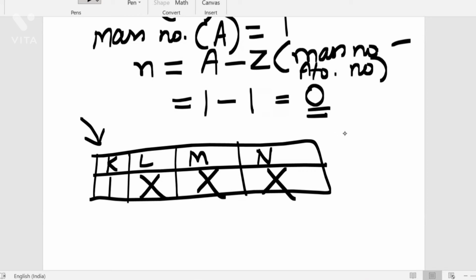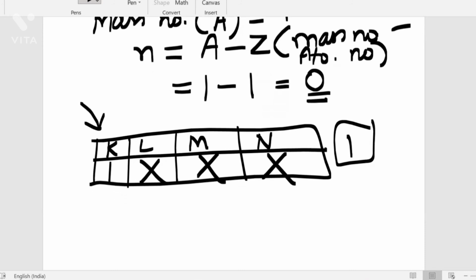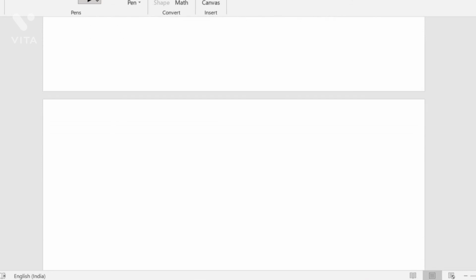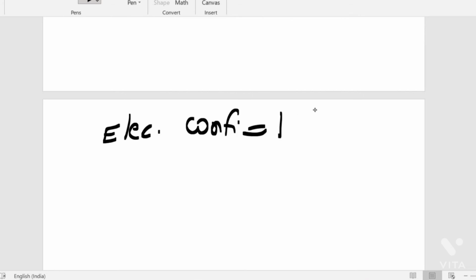Now we'll draw. Here I have to write 1. Okay, here the electronic configuration is only 1. No need to add any more electrons. So we got the electronic configuration: 1. That means it has to be occupied in the K shell. Okay, now we'll draw the different shells of this atom.